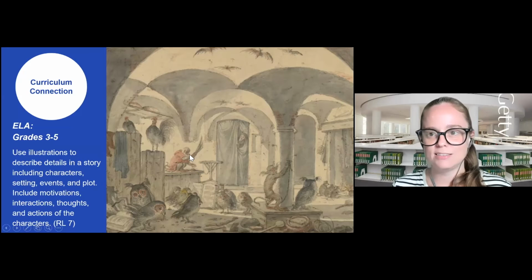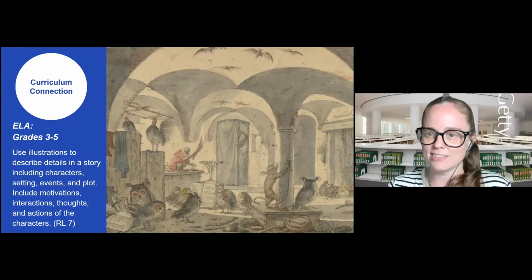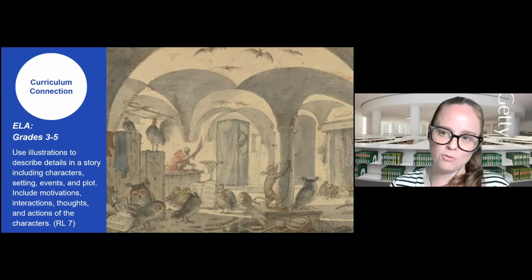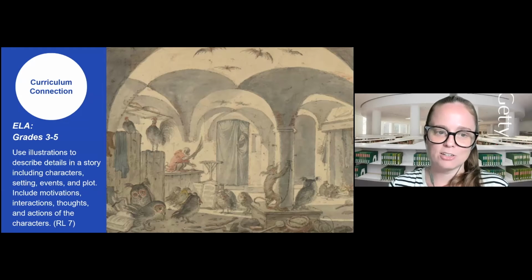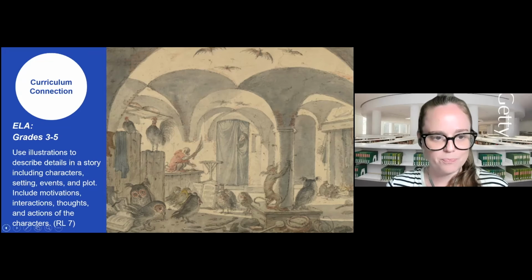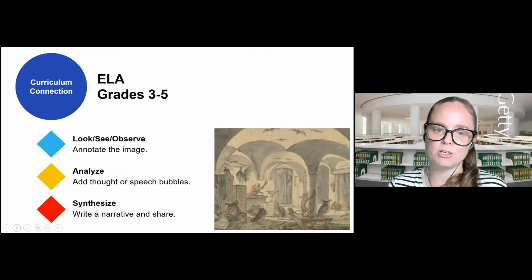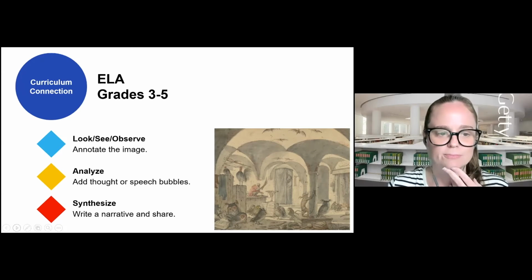For the next one, I've chosen a drawing from our collection. It's called An Enchanted Cellar with Animals. These activities are geared towards the 3rd through 5th grade students. It's still that anchor standard for reading literature, except this time we've included the motivations, interaction, thoughts, and actions of all of the characters in a story. You'll see here we've also come up with some activities you could do for each step of reading an image. So annotate, add thought or speech bubbles, and then write a narrative and share.